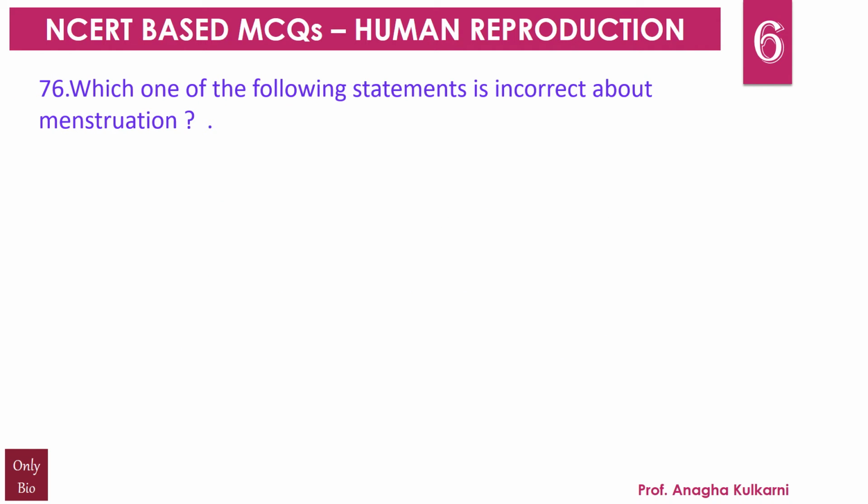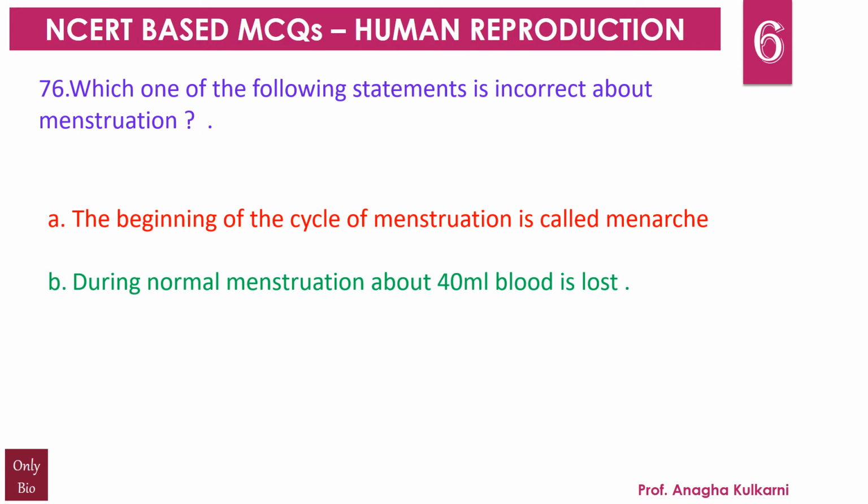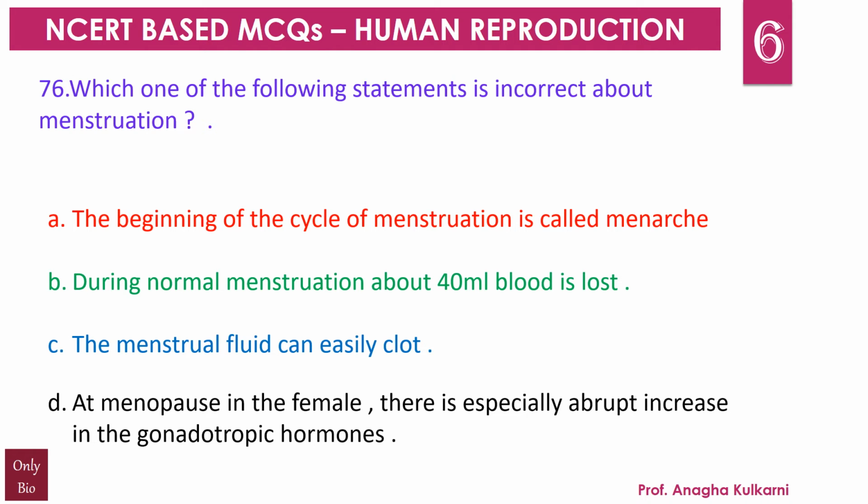Question number 76. Which one of the following statements is incorrect about menstruation? A. The beginning of the cycle of menstruation is called menarche. B. During normal menstruation about 40 ml blood is lost. C. The menstrual fluid can easily clot. D. At menopause in the female there is especially abrupt increase in the gonadotropic hormones. And the correct answer for this question is C.